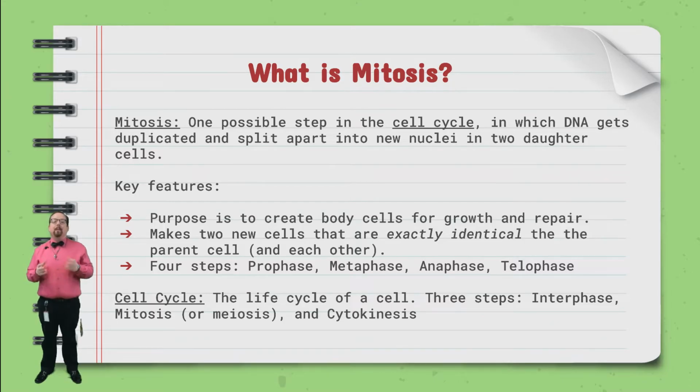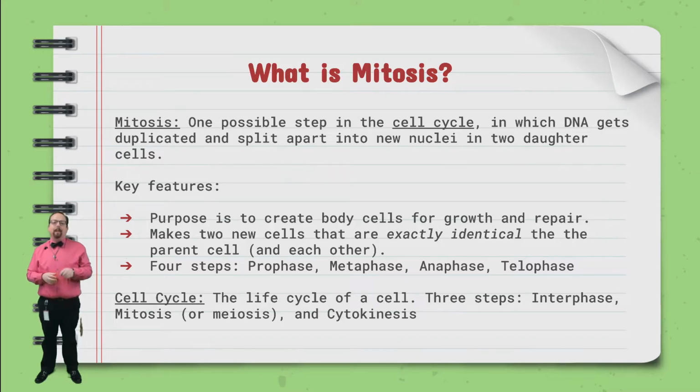Mitosis is a simple process in which the nucleus of a cell divides. It's one possible second step of the three-step life cycle of a cell. During mitosis, the duplicated DNA gets split apart into separate nuclei. This allows the parent cell to split in half, creating two new identical daughter cells.